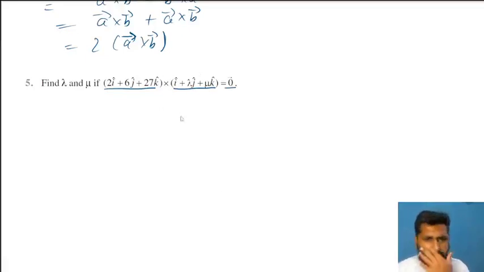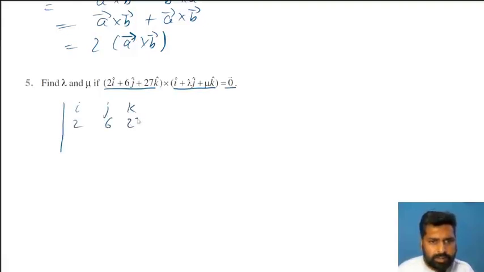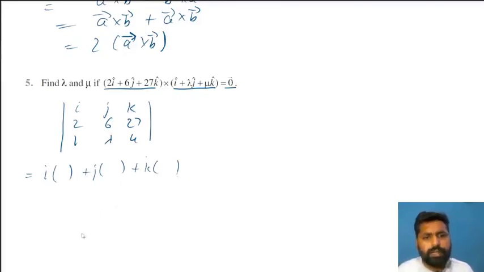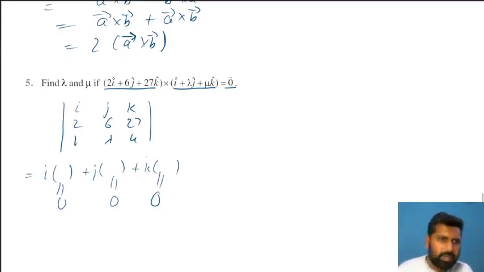So if we literally calculate the cross product, the lengthy approach, I, J, K, 2, 6, 27, 1, lambda, mu. Okay, we'll get some sort of a vector, I into something, plus J into something, plus K into something. Now the vector is 0, so this component should be 0, this component should be 0, this component should also be 0, and you can get the value of lambda and mu accordingly. That's a lengthy approach. Let's look at a short one.